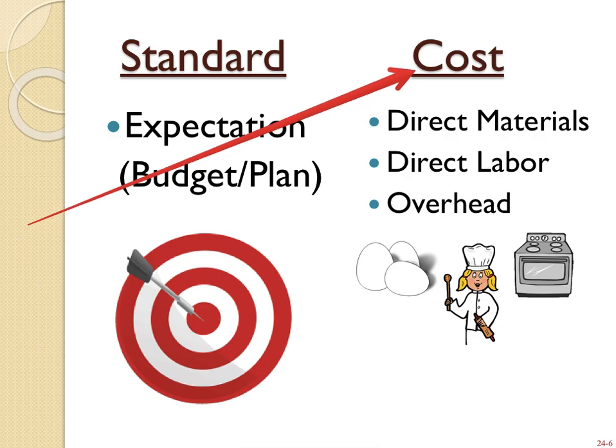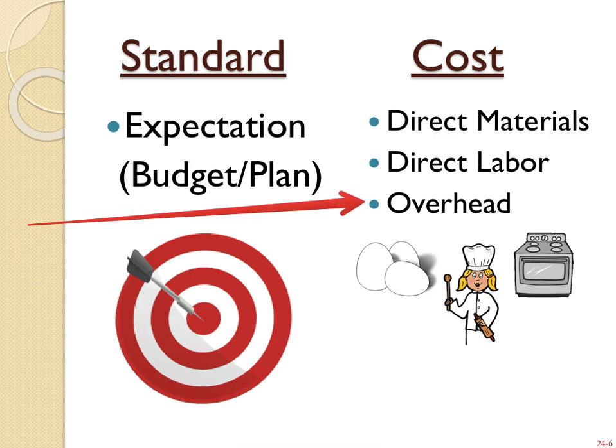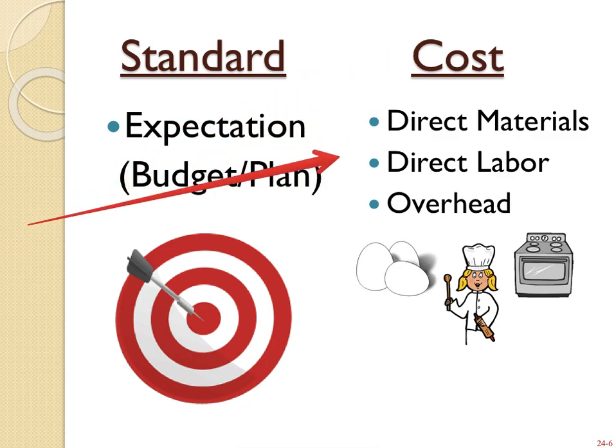And then the term cost refers to, in this case, the costs of producing our product. And as we learned way back in, I think, Chapter 14, there are three components of inventory costs, which are direct materials, direct labor, and overhead. So really, a standard cost is an expectation or budget for the cost of producing inventory.